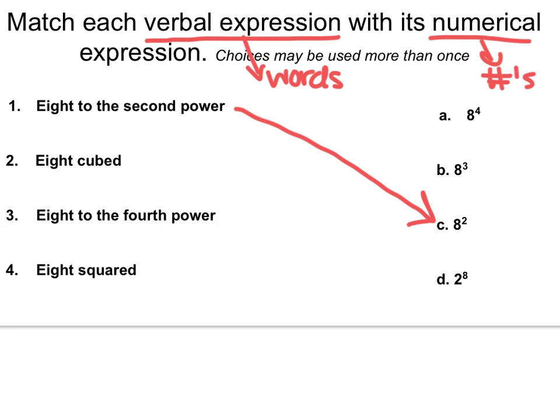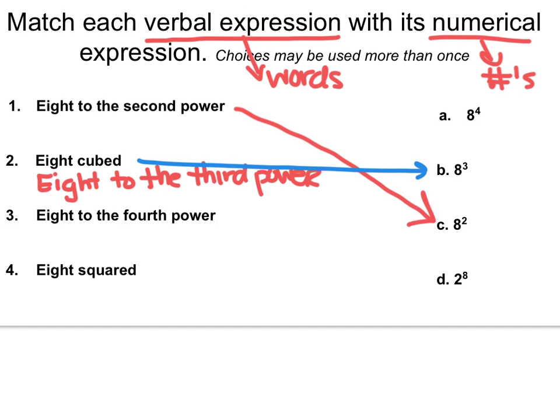Alright, so let's look at example 2. It says 8 cubed. We can also write that as 8 to the third power. 8 to the third power looks just like choice B. 8 to the fourth power, so we're looking for 8 as our base and 4 as our exponent. And that is choice A.